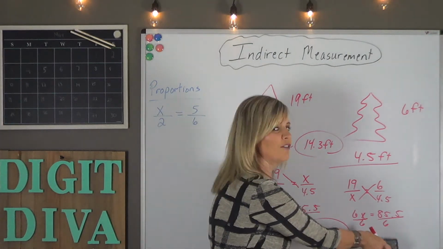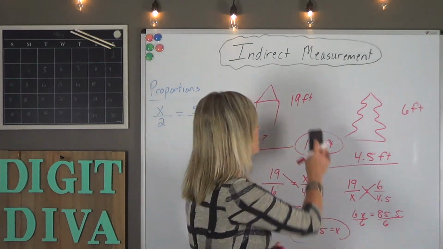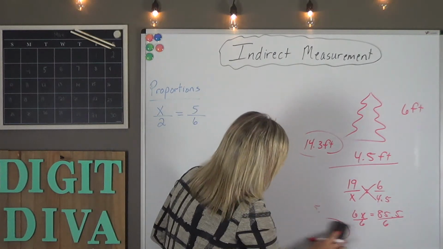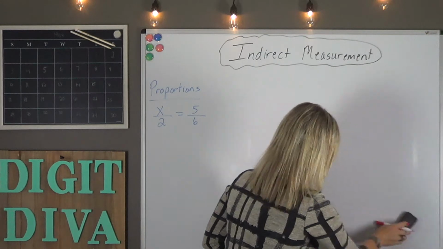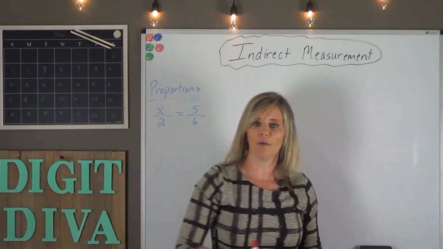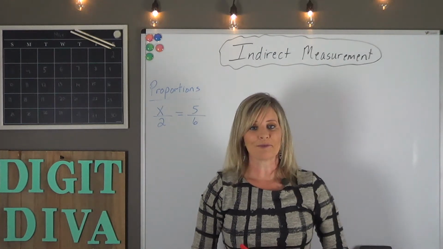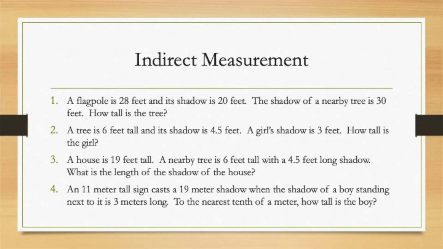Okay, so we have one more to go. And the way the problem is worded makes it a little bit trickier, but it's still a height and shadow problem. So let's look at our last problem. Number 4. An 11-meter tall sign casts a 19-meter shadow when the shadow of a boy standing next to it is 3 meters long. To the nearest tenth of a meter, how tall is the boy?